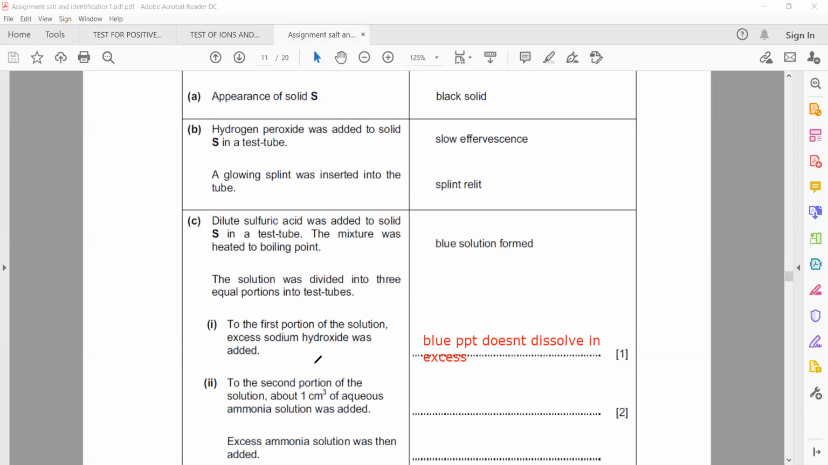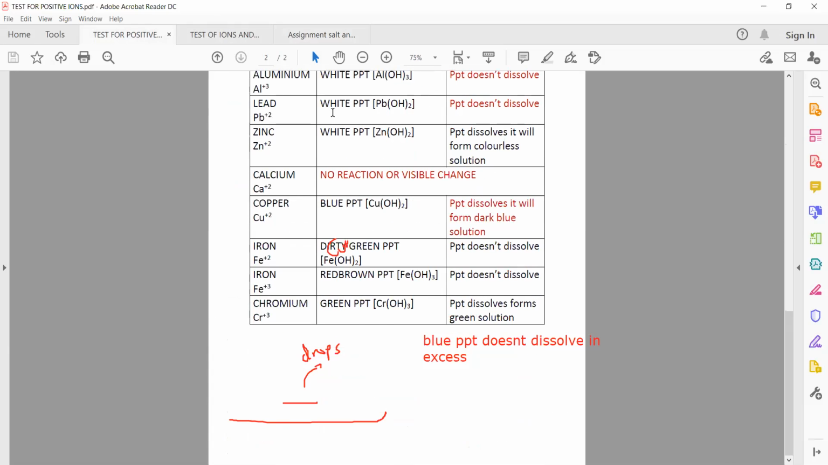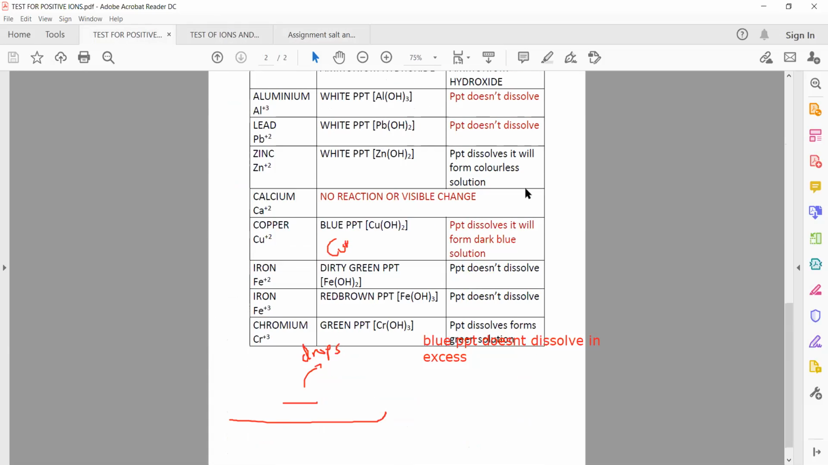To the second portion of the solution, we add ammonia solution. 1 cm cube means a small amount, like drops. We already know there is a copper ion in the solution. So what is the observation if the solution contains a copper ion? A blue precipitate forms, which dissolves later on in excess.